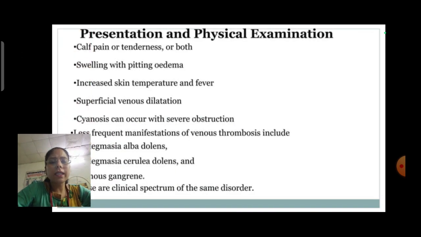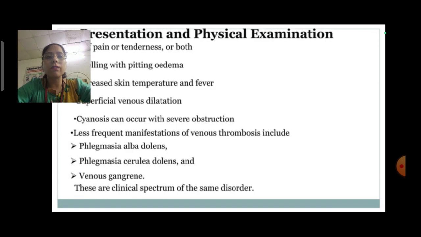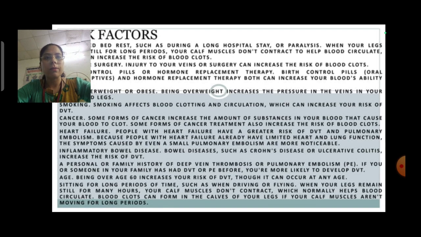So, presentation or physical examination: the patient will present with calf pain or tenderness or maybe both, swelling with pitting edema, increased skin temperature and fever, superficial venous dilatation. Cyanosis can occur with severe obstruction. Less frequent manifestations of venous thrombosis include phlegmasia alba dolens, phlegmasia cerulea dolens and venous gangrene. These are the clinical spectrum of the same disorder.